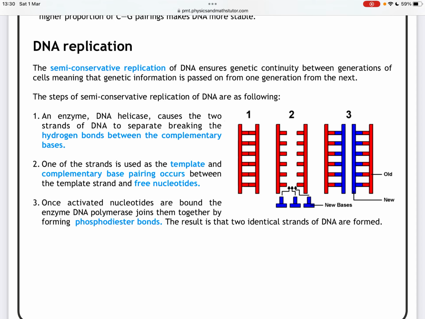First of all, an enzyme called DNA helicase causes the 2 strands of the DNA to separate, breaking the hydrogen bonds between the complementary bases. One of the strands is used as the template, and complementary base pairing occurs between the template and the free nucleotides. Once activated, nucleotides are bound, and the enzyme DNA polymerase joins them together by forming the phosphodiester bond. The result is that 2 identical strands of DNA are formed.